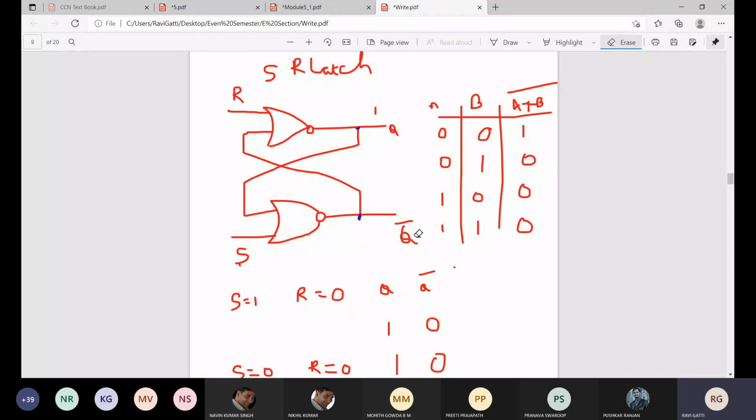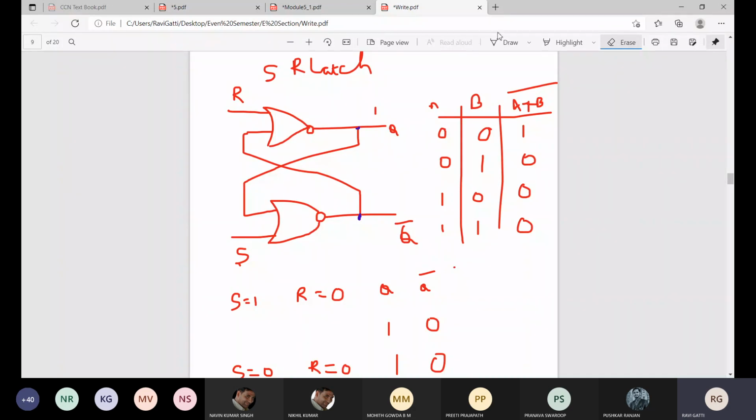We will be calling it as a Q bar. Okay. And why we are implementing this in terms of NOR gate is because the NOR gate falls under universal gates, so we can implement this SR latch by using NAND gate also. For simplicity, we have taken the NOR gate realization.